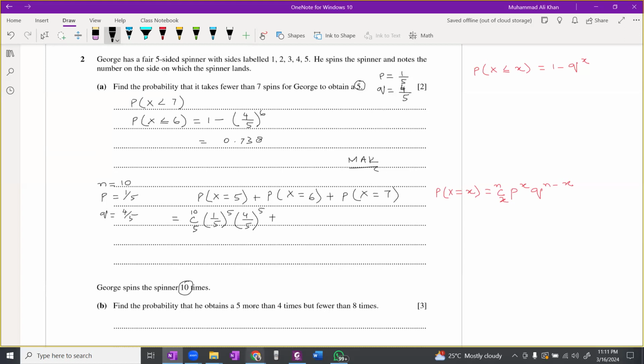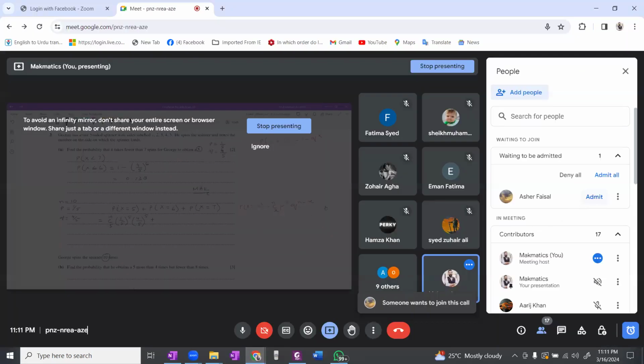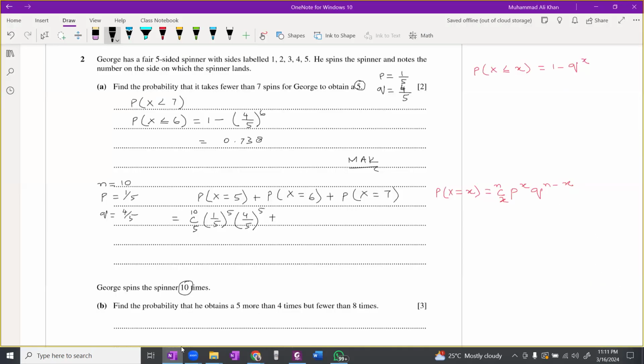Plus 10C6. What is P? 1/5 power 6. What is Q? 4/5 power 10 minus 6, 4. Plus 10C7. What is P? 1/5 power 7. And what is Q? 4 upon 5, power 10 minus 7, it is 3.